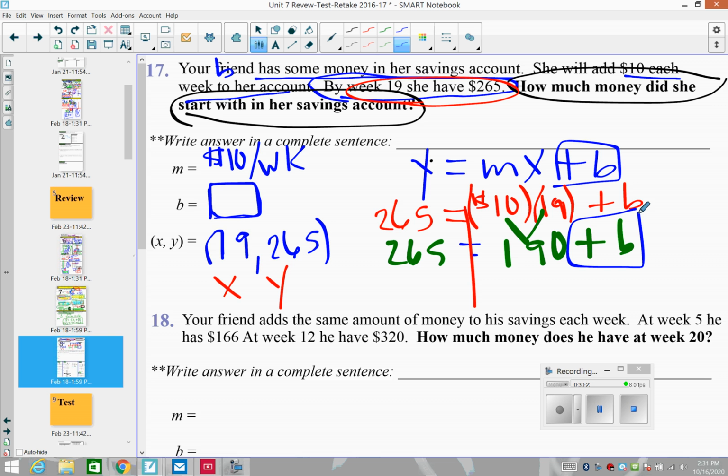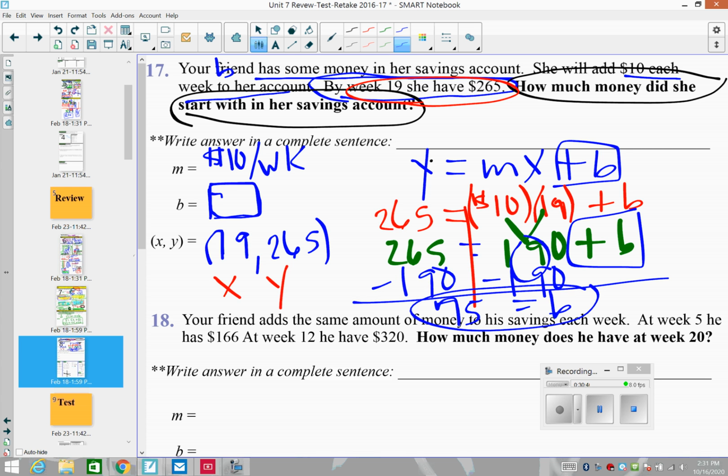So what is the beginning amount that your friend started with? We're solving for b. So we're going to subtract 190, copy, paste. Trying to isolate the beginning amount in the account when your friend started, which would be, we believe, $75. $75 in the account. Now you can verify. I'm going to actually pause and make sure I have that.